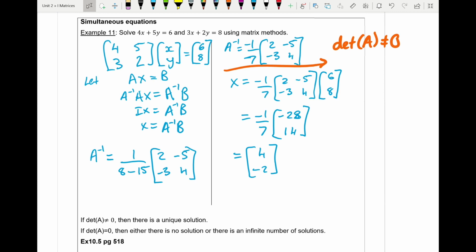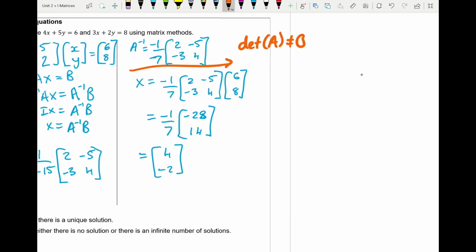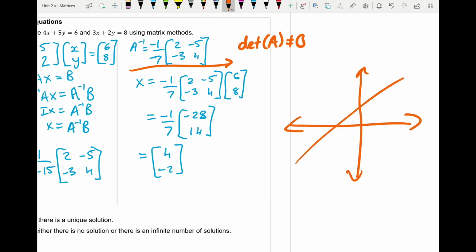So in terms of graphically what that means, just a reminder, simultaneous equations are finding the intersection of two lines. So if there's an infinite number of solutions, that means line 1 is the same as line 2. And if there's no solutions, that means line 1 is parallel to line 2. So we can see that there.